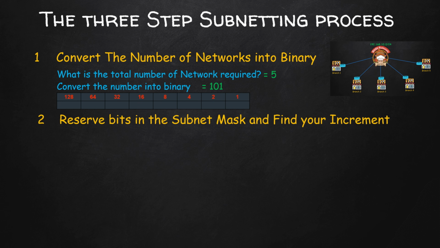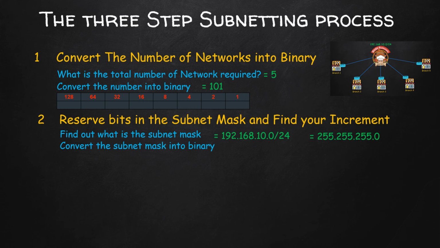Now let's go to point number 2. Reserve bits in the subnet mask and find your increment. In this process, first you need to understand what your subnet mask is. Here the network is provided as 192.168.10.0/24. This is a class C subnet. So its subnet mask is 255.255.255.0. So this is our subnet mask. Now you need to reserve bits in the subnet mask and find your increment. For that, you need to convert your subnet mask into binary.